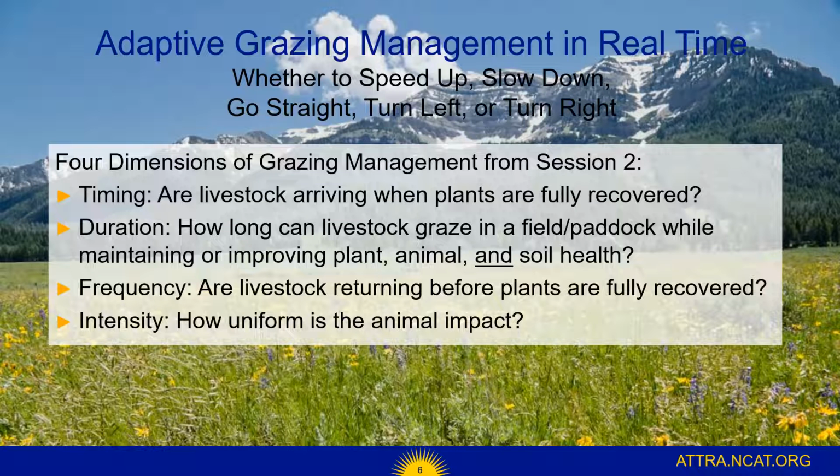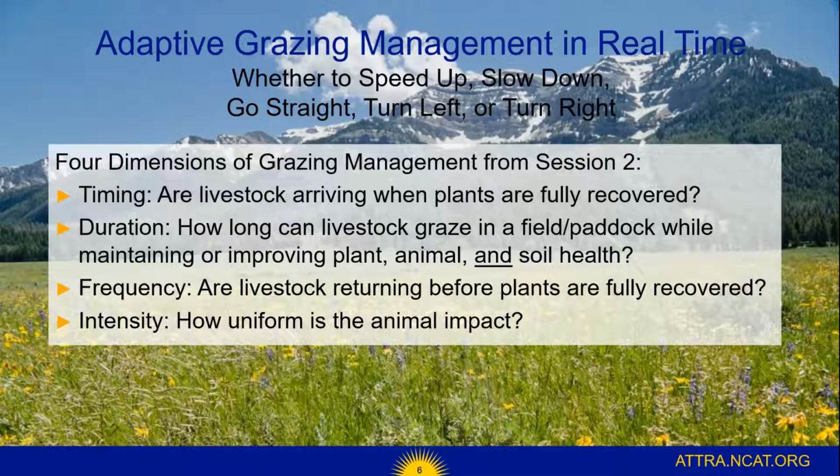So this is where we get back to those 4 dimensions of grazing management. We'll just review those real quick. That's timing, duration, frequency, and intensity. For each of these dimensions, what I'd like to propose is one question for each that helps us know if 1, 2, 3, or all 4 need to be modified at any given point in time. So let's take the dimension of timing first.